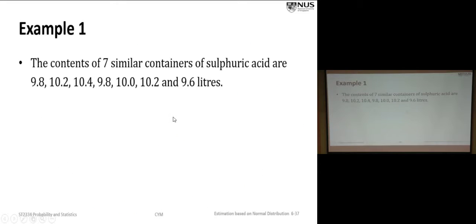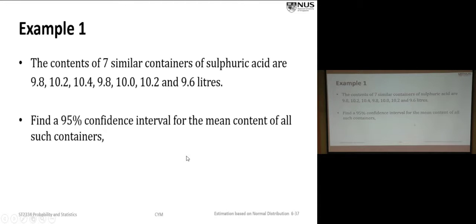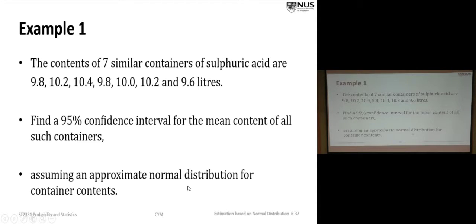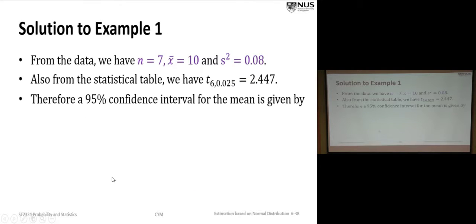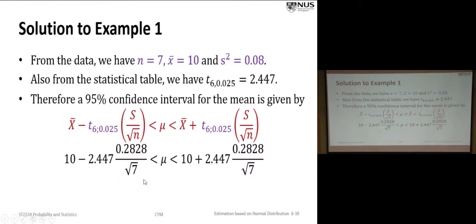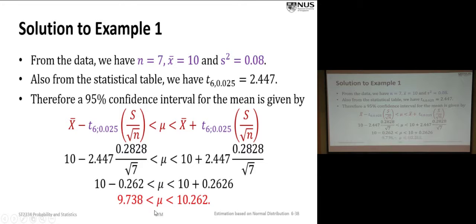So here are some examples. We don't know sigma, so we estimate everything from the sample data. So I construct the interval. I still have to assume that the data are from a normal or approximately normal distribution. All right? So here are the results. We construct the interval between 9.74 and 10.26. All right?